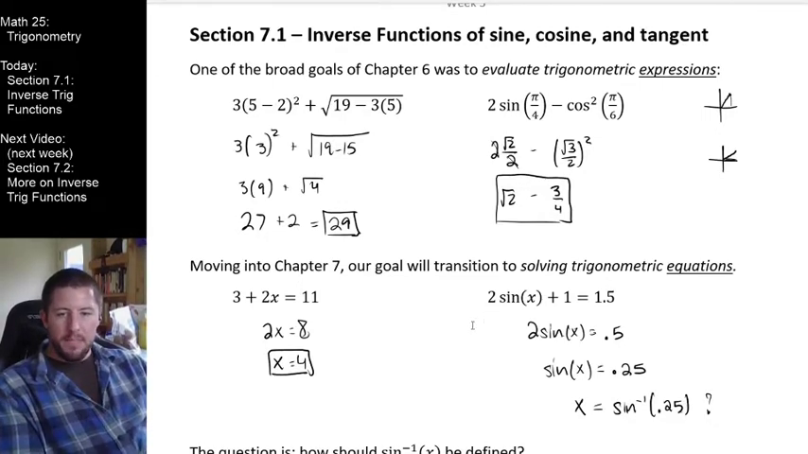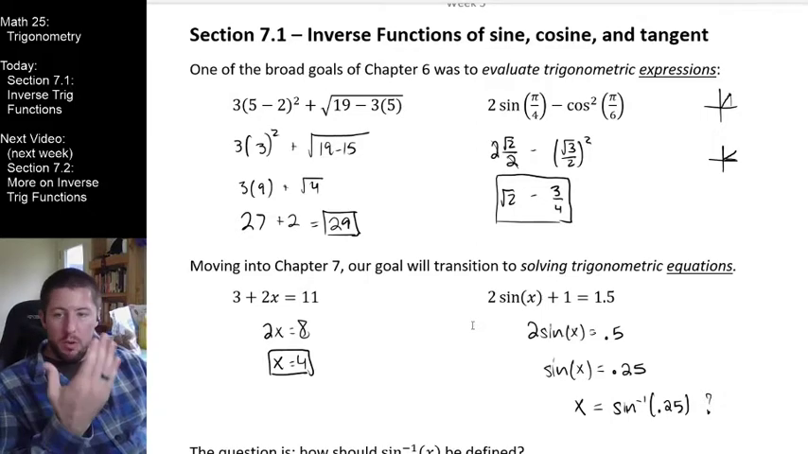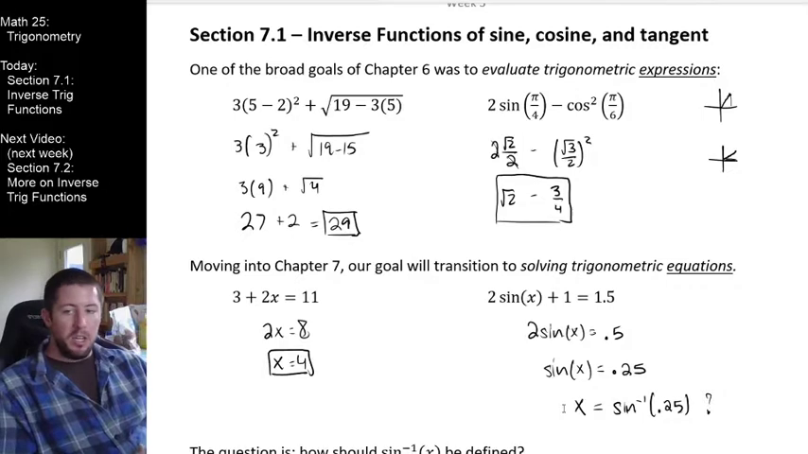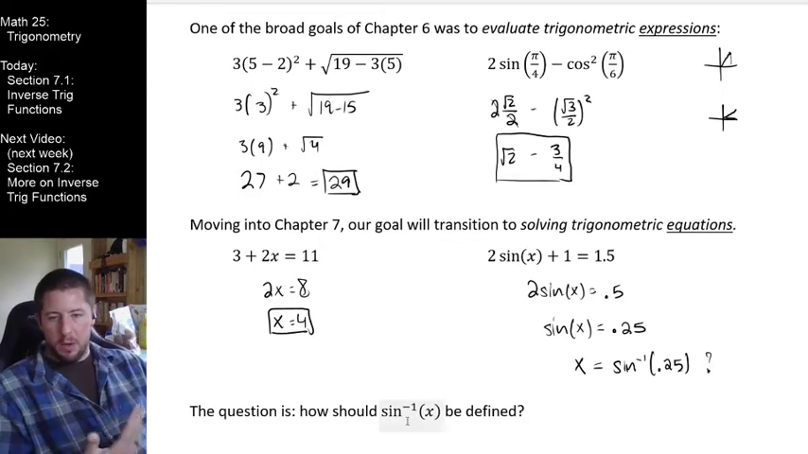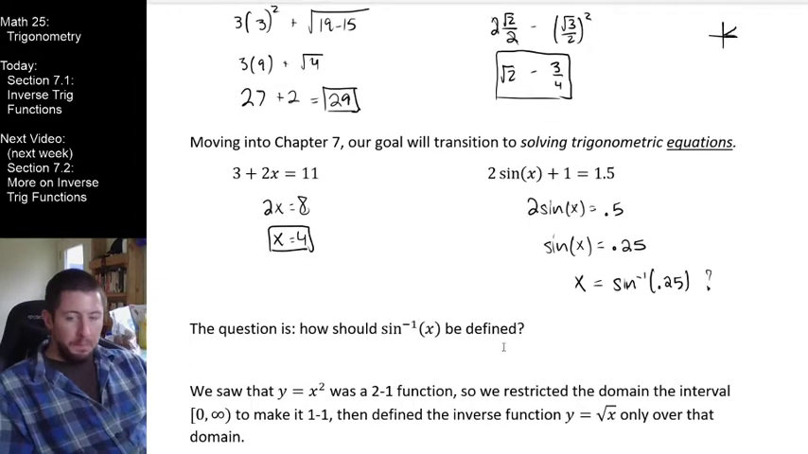That's going to be the algebraic maneuver, just like you divide by 2 to undo multiplication by 2. That's an inverse operation. I'm going to use the inverse sine function to undo the sine function to solve for x. But we need to ask the question, how should sine inverse of a value be defined? We need to pin that down here today. So our goal for today is to try and understand this quantity a little bit better right here.